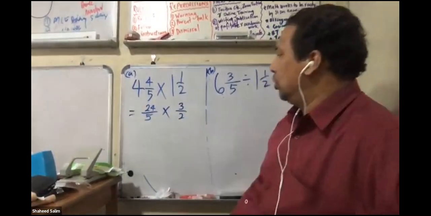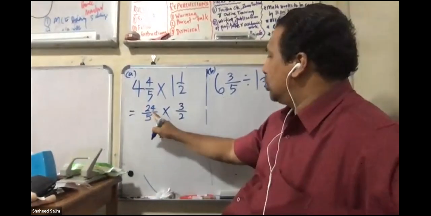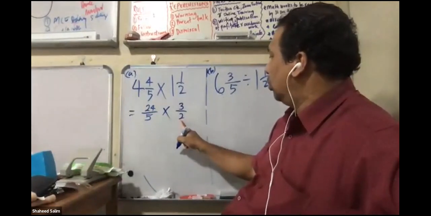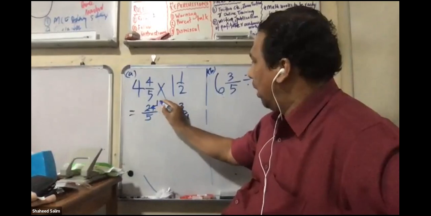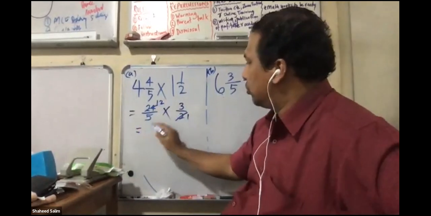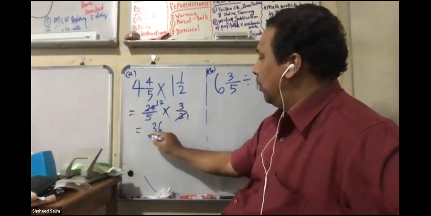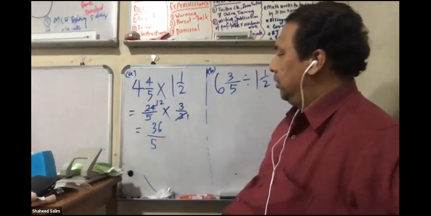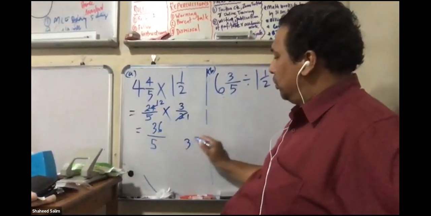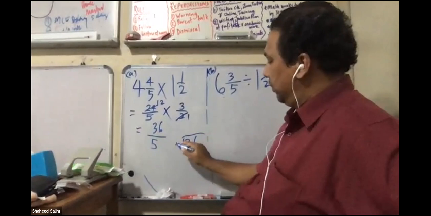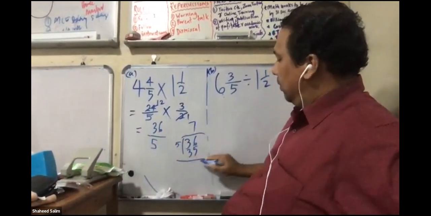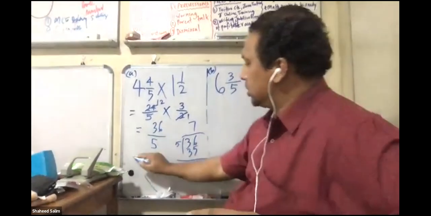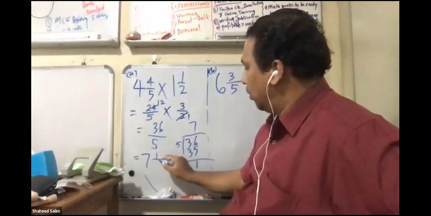You must change it to this form now. Can you reduce? Well, 24 can divide by 2, 2 can divide by 2. Divide by 2, you get 1. Divide by 2, get 12. 12 times 3, 36 over 5. 36 divided by 5. I do your division and divide by 5. Get 35, get 7. 1 up here. So 7, 1 over 5.